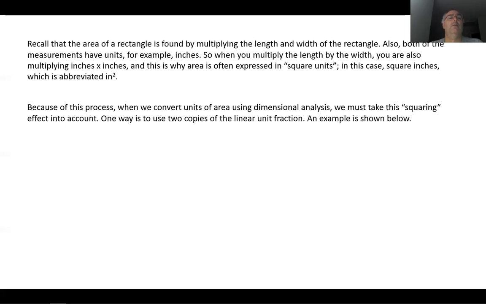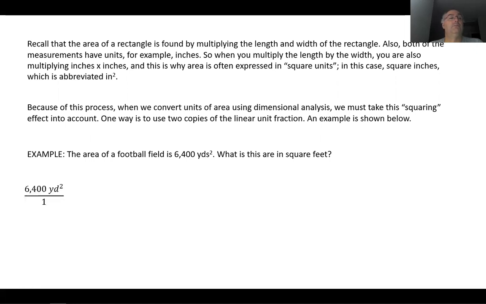Because of this process, we can convert units of area by using dimensional analysis. We must take this squaring effect into account. One way is to use two copies of the linear unit fraction. For an example, we know that the area of a football field is 6,400 square yards. So we're curious as to how many square feet that is.